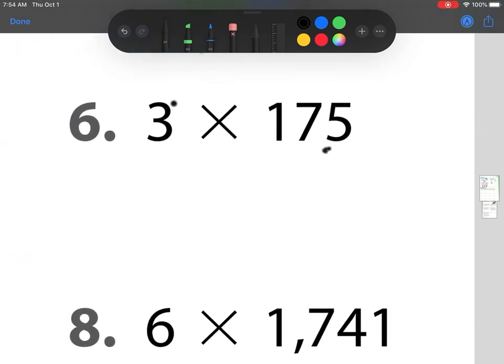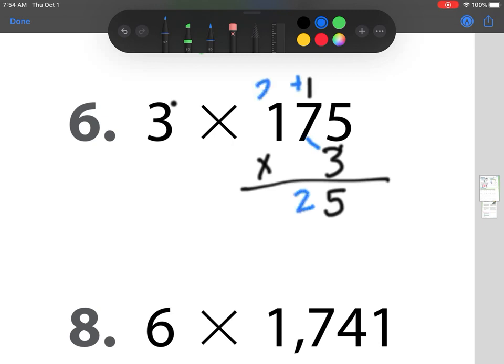Here's our next one now. 3 times 5 is 15. Regroup that 1. 3 times 7 is 21, plus 1 is 22. So I put the 2 here. Regroup that 2. And lastly, 3 times 1 is 3, plus 2 is 5, for 525.